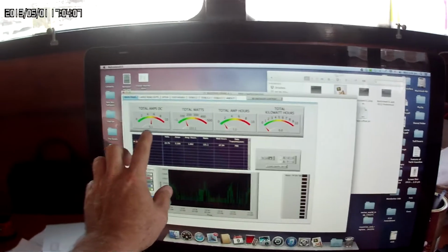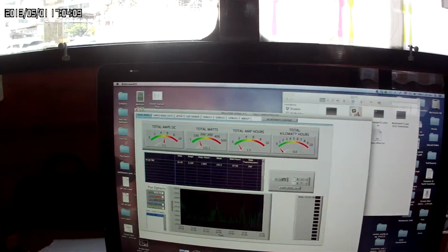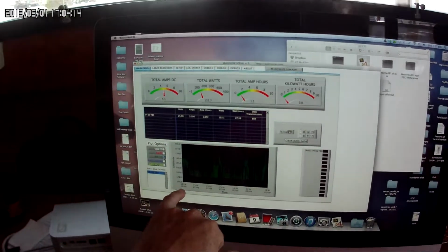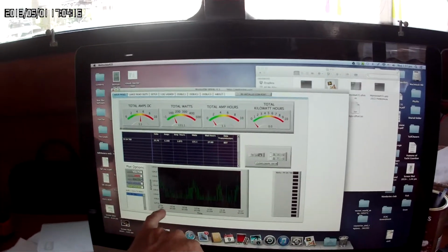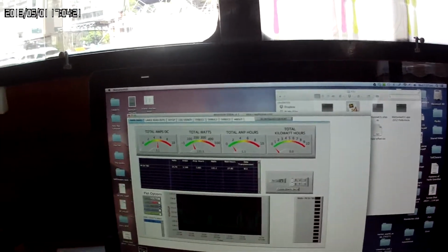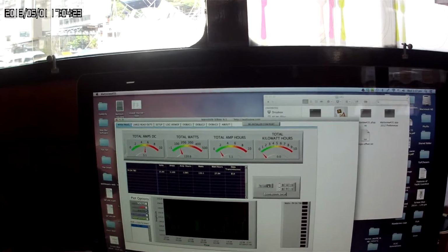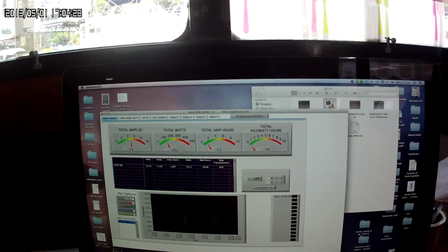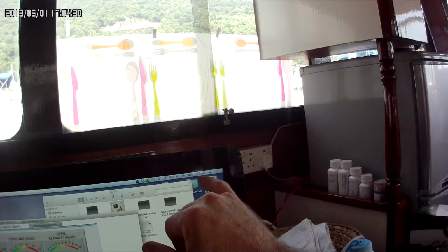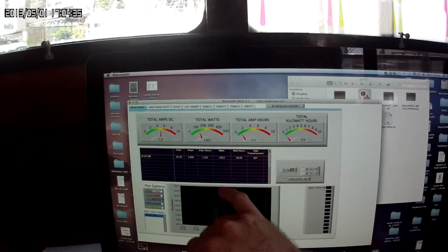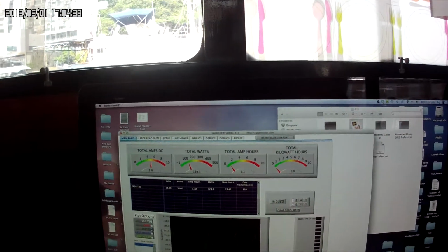Right now I've got 5.1 amps coming in on just those two panels. It started at 1:24 this afternoon, and we're able to see that a continual 5.1 amps is coming in right now. It's now 1:37 p.m.